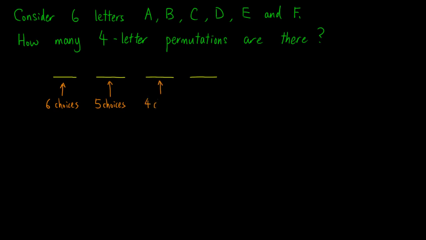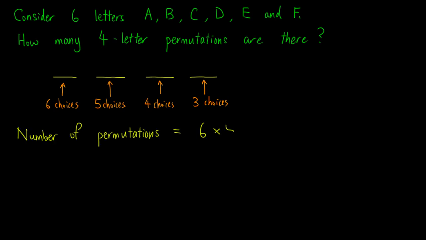Similarly, there are 4 choices for the third letter and 3 choices for the last letter. Again, by the multiplication principle, the number of permutations is 6 times 5 times 4 times 3, which is 360. Observe that the expression is the same as 6 factorial divided by 2 factorial.